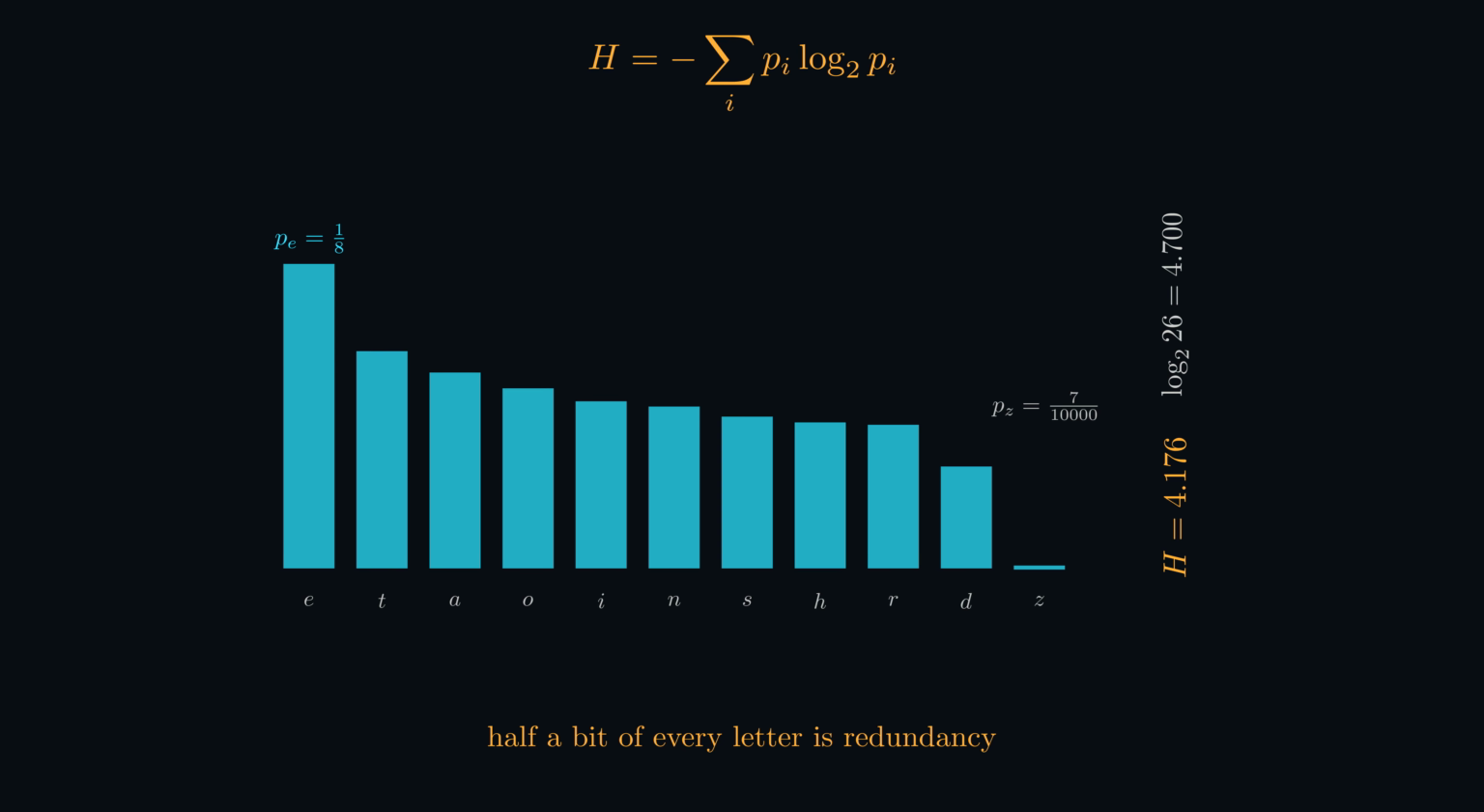But letters are not equally likely. E appears 1 time in 8, Z 7 times in 10,000. Run the frequencies through the formula, 4.18 bits per letter. Half a bit of every letter is pure, predictable redundancy, and redundancy can be squeezed.